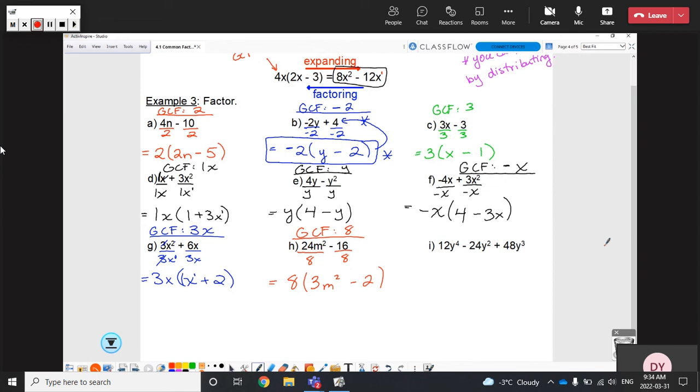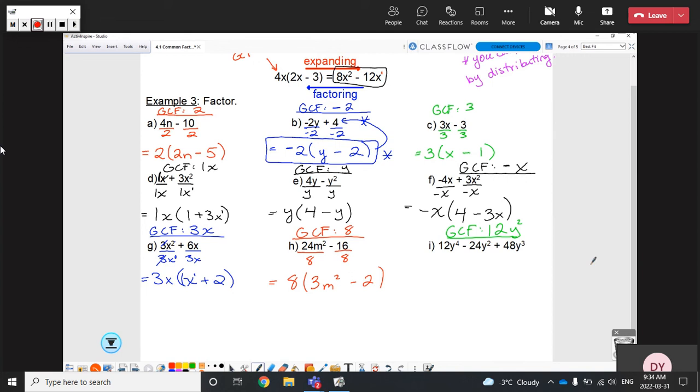We have 12y to the exponent 4 minus 24y squared plus 48y cubed. Folks, what's our greatest common factor? What do you think? The number part of the greatest common factor is going to be 12. I agree, because it's divisible by 12, divisible by 24, divisible by 48. Now, what about the variable part, Ryder? Y. Is it y squared? Squared is the lowest exponent.